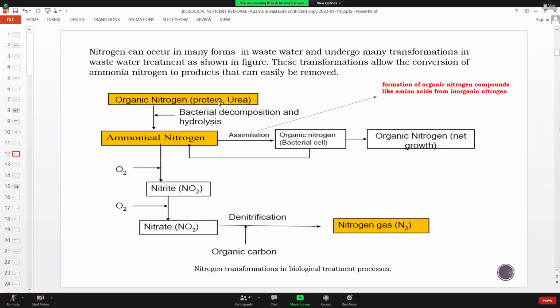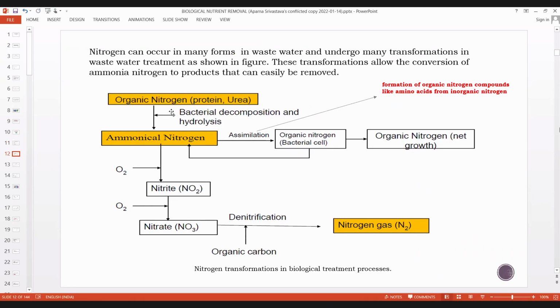It's organic nitrogen, protein, urea, whatever. Bacterial decomposition is going to happen, and it is going to convert into ammoniacal nitrogen, and the assimilation process goes on. So what is the assimilation process? Formation of organic nitrogen compounds like amino acids from inorganic nitrogen. Then it is going to convert to nitrite in the presence of oxidation, and it is reduction. When I'm talking about denitrification, actually I'm talking about reduction. Reduction is going to occur in the presence of organic carbon as a food source for the microbes. So this is the nitrogen transformation in the biological treatment process.